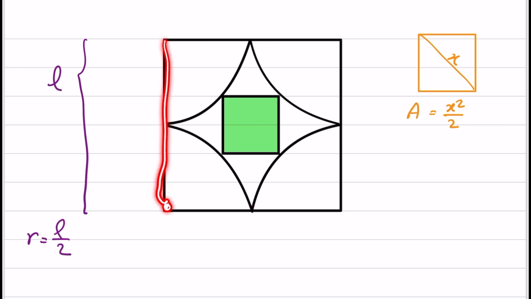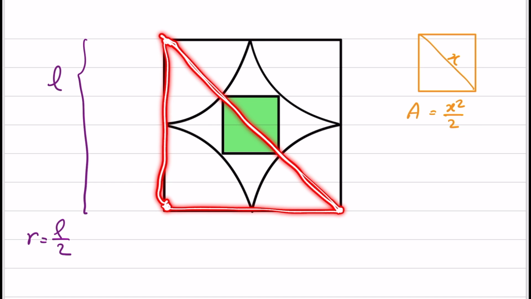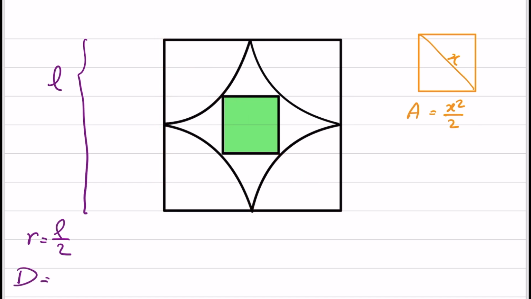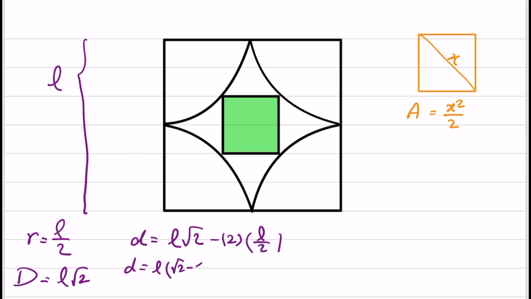And if one side of a square is L, we know that the other side is L as well. We can use the Pythagorean theorem to obtain the diameter of the bigger square as L times the square root of 2. The diameter of the small square, which I denoted as small d, is equal to the diameter of the larger square minus 2 times the radius of these quarter circles, and we know that the radius is L over 2. From this we obtain d as L times (square root of 2 minus 1).